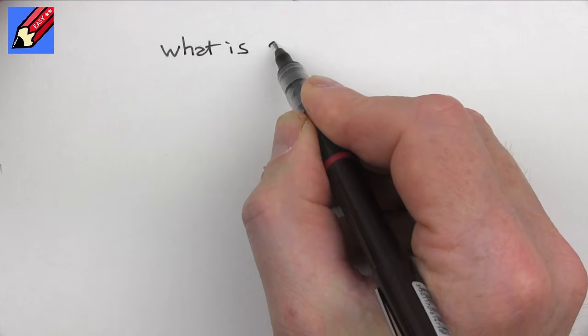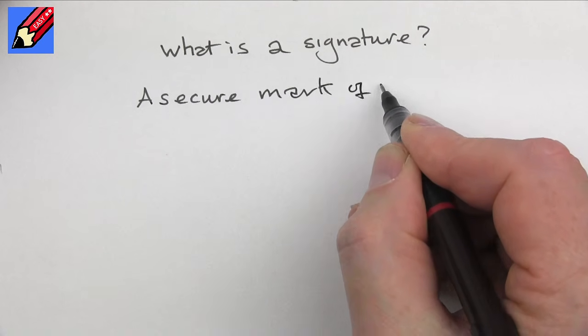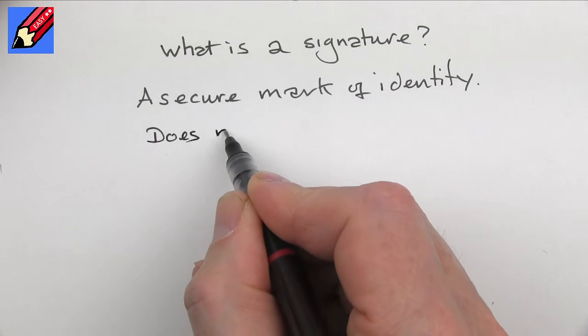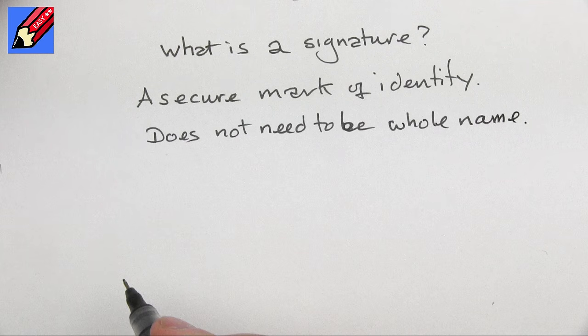So let's recap. What is a signature? It's a secure mark of identity. It's how you sign documents and things like that and say, yes, I agree to this document. It doesn't need to be your whole name. It can be your first name, your middle name, your last name. It doesn't really matter. It's just a sign that you sign your name with. It can be your nickname, your private name. It can be anything you like.